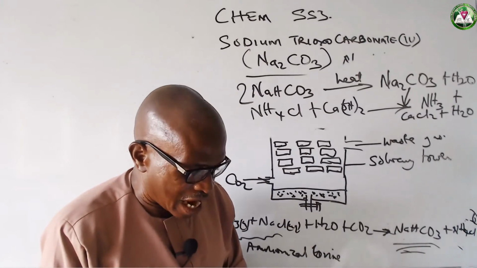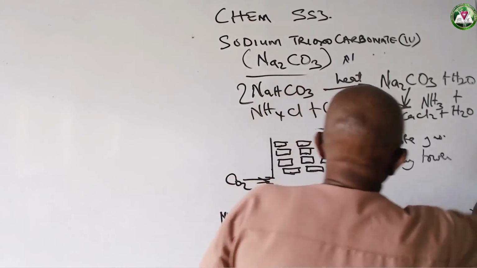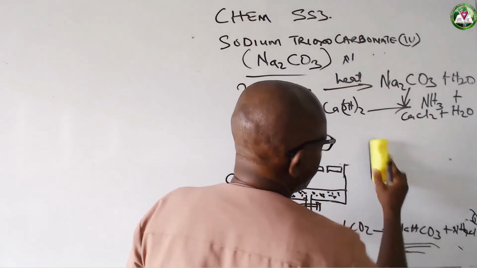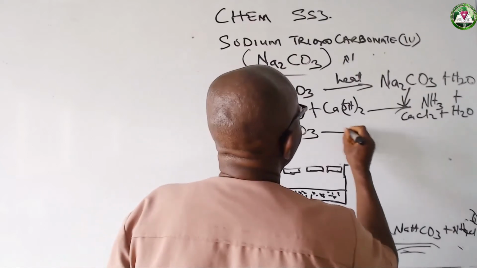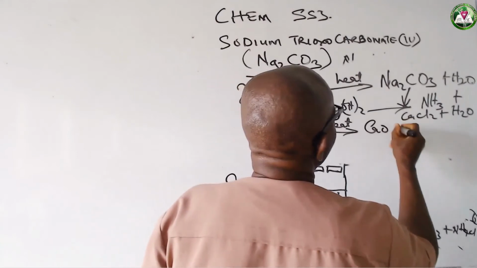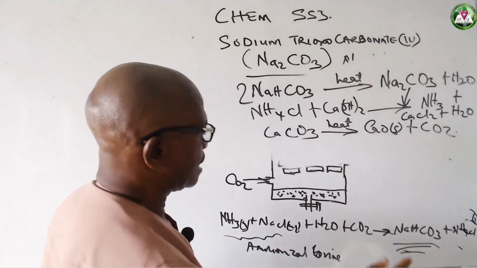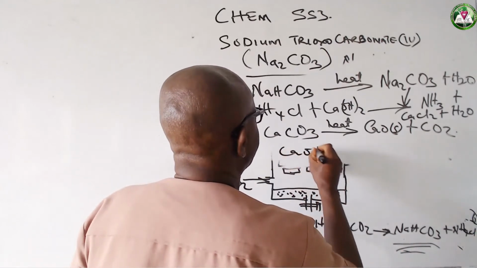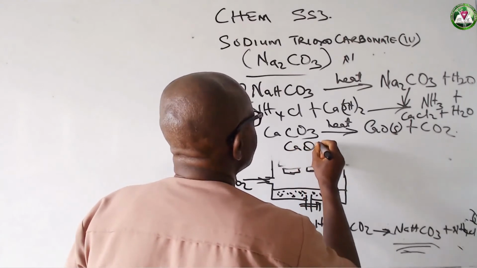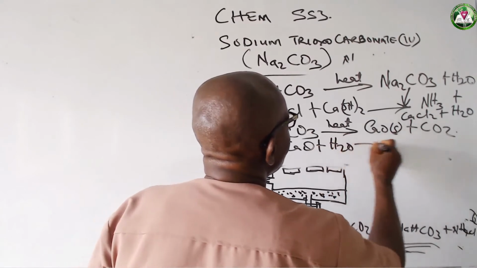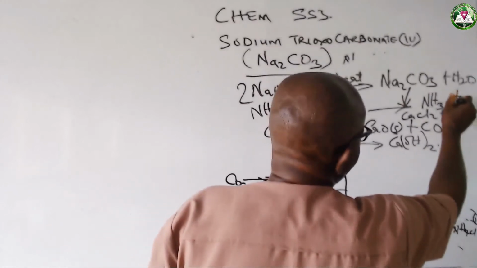Then we'll look at another equation. Another thing you will know is that the CO2 you use here is gotten from calcium trioxocarbonate 4. When you heat it, it will give you CaO, calcium oxide, plus CO2. You now use this CO2 as your raw material, then you know that you are still having calcium oxide. This calcium oxide is not useless. You now dissolve it in water to give you calcium hydroxide. This calcium hydroxide, you reuse it at this particular point.